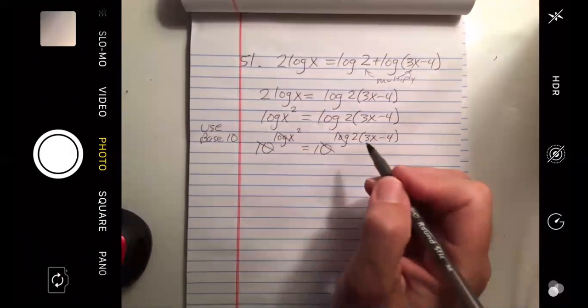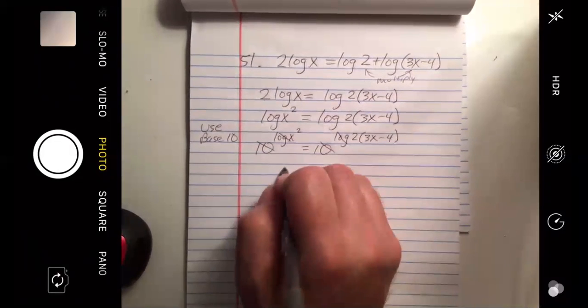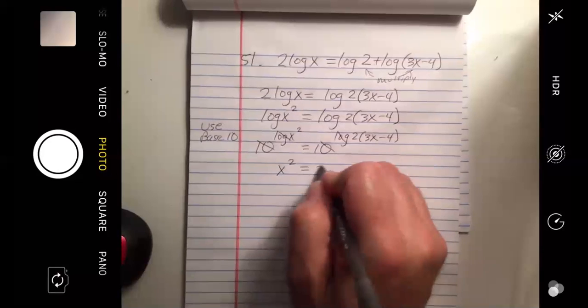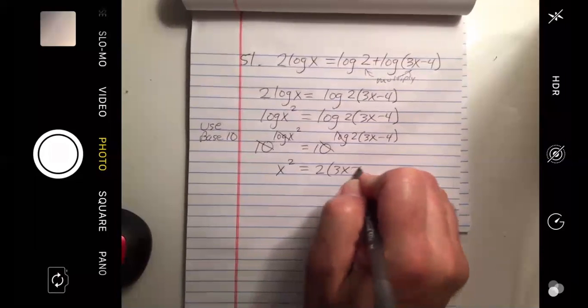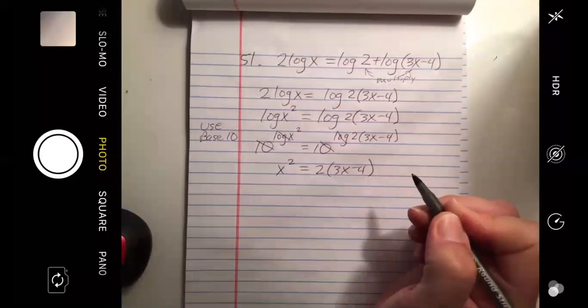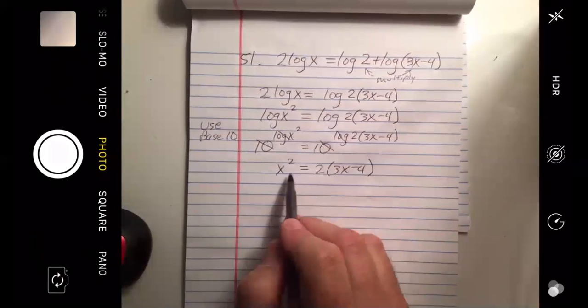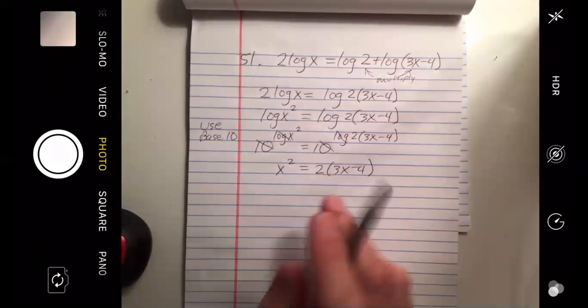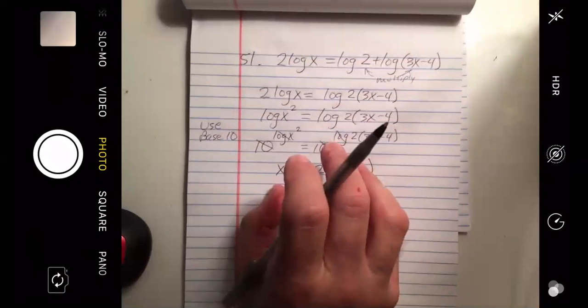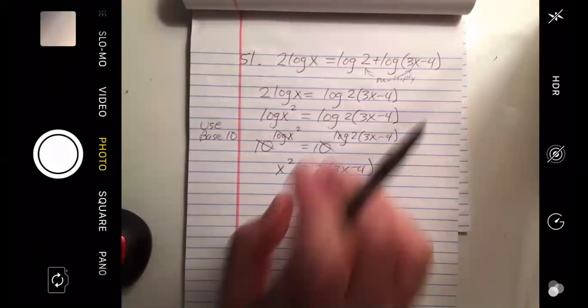These will undo. x squared then equals 2 times 3x minus 4. Very common, both of these have worked out quadratic, very common. One of these answers works and gives you positive logs up here and one doesn't.